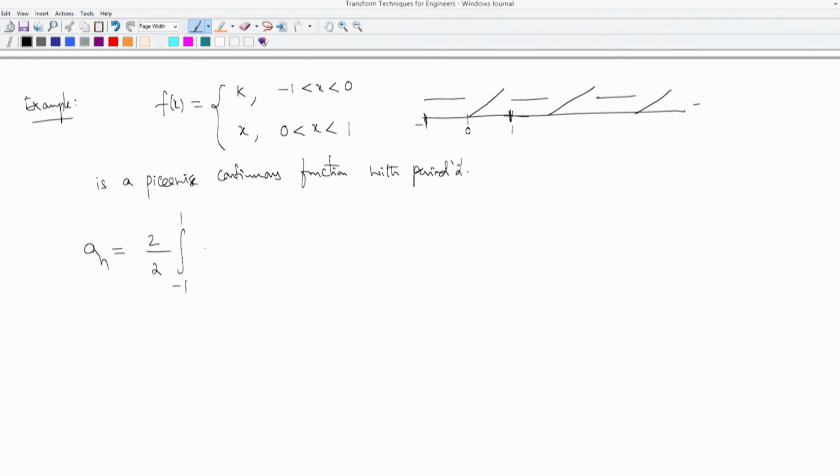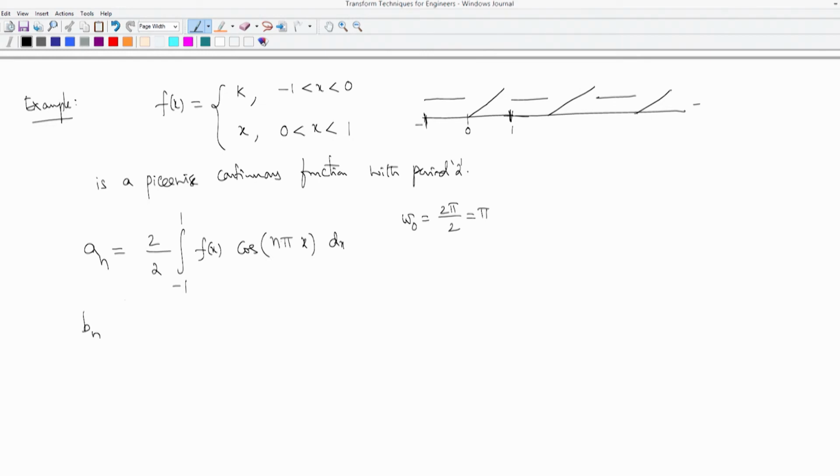The function is defined f(x), this function times cos n omega naught, where omega naught, the fundamental frequency, is 2 pi by L, and L is here 2. So it is pi. So cos n pi x dx. So this is your a_n's.